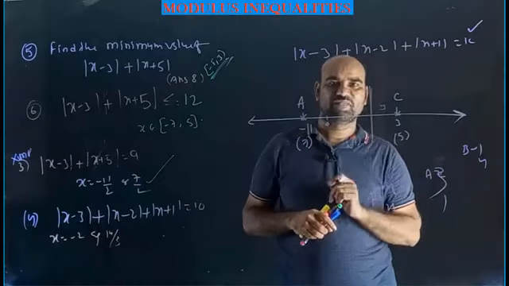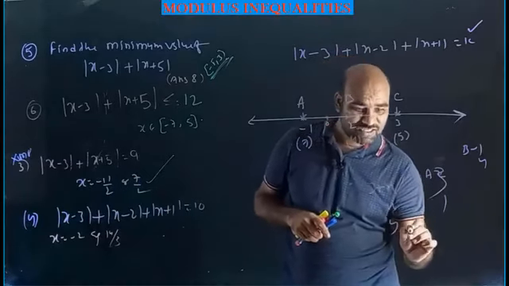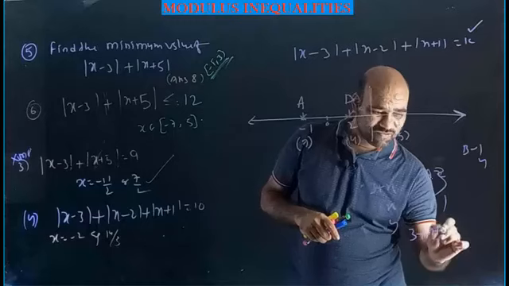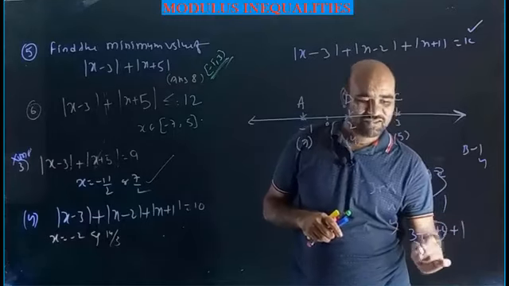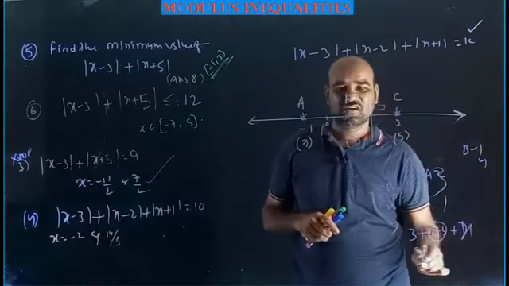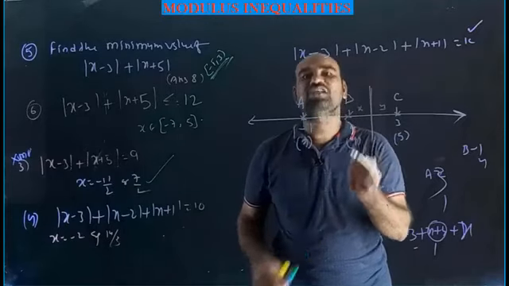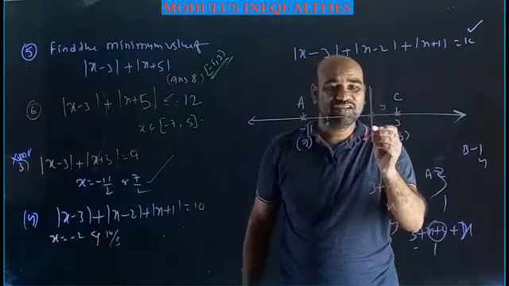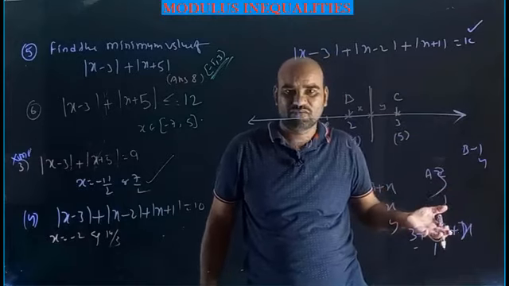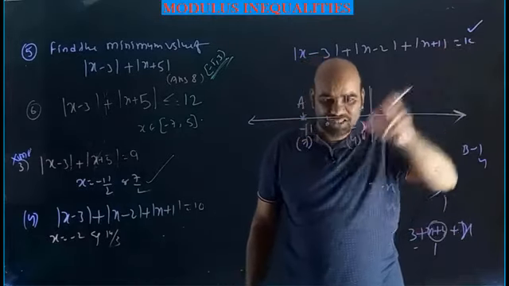X plus Y is 1. What is the total distance? 3 plus X plus Y plus 1, that is 3 plus 1, 4, so 4 plus X. It is more than 4. It means if they want to meet at this point, the distance should be more than 4. The minimum you want is 4 only.